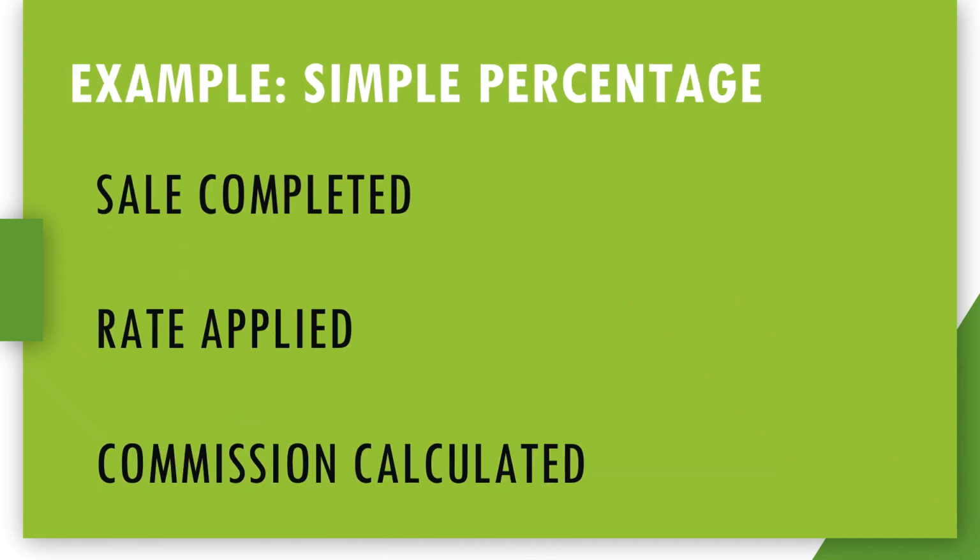In a percentage model, commission is calculated by applying a rate to a sale value. The math is simple, but the impact is behavioral. Larger deals become more attractive. This structure works well when deal sizes vary significantly. Pause and think. Does this model reward volume or value more?